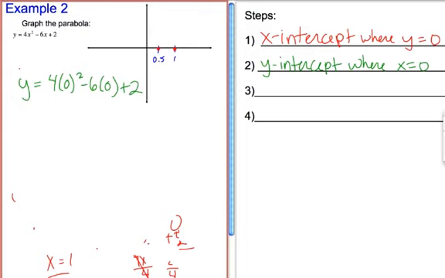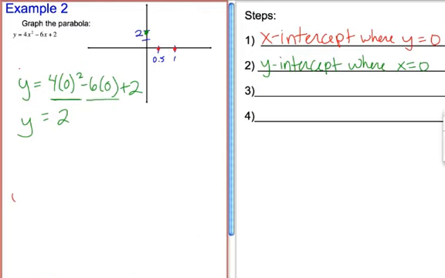You can probably do this in your head, but I'm showing my work so I can help you understand what I'm doing in my head. 0, that's going to give me 0, minus 0 plus 2. So I'm going to get an answer of 2. So my y-intercept is at 2. So I'm going to go up 2, and I'm going to graph my y-intercept. So I have my y-intercept, not my x-intercept. We already did x-intercept. So let's take a look now at what we have.